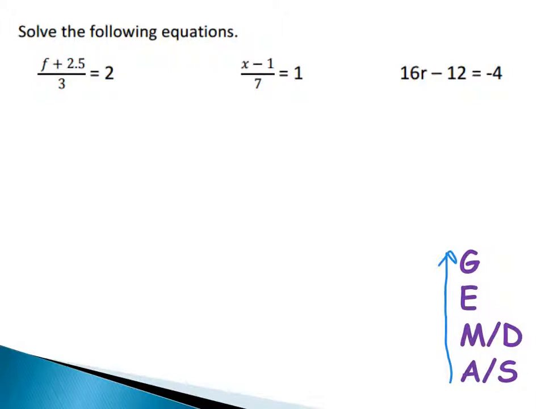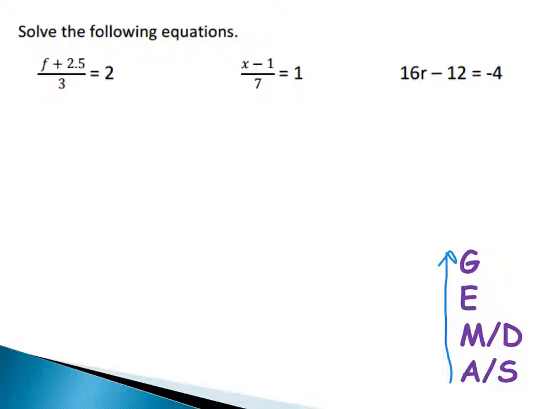Well, remember, this means I'm dividing f by 3 and 2.5 by 3. So I'm taking each term on top and dividing it by 3. So would it make sense to subtract 2.5, or can I even do that first? And the answer to that is no. So this is kind of a rule breaker as to what I was just talking about. I cannot subtract 2.5 first because 2.5 is being divided by 3.